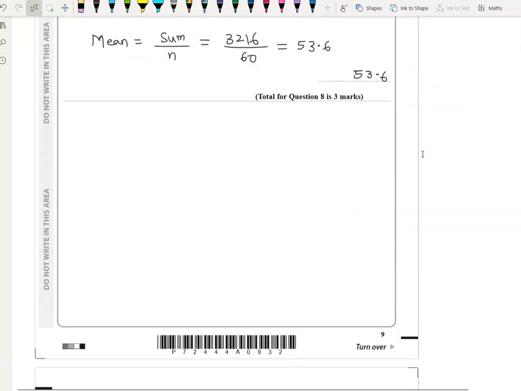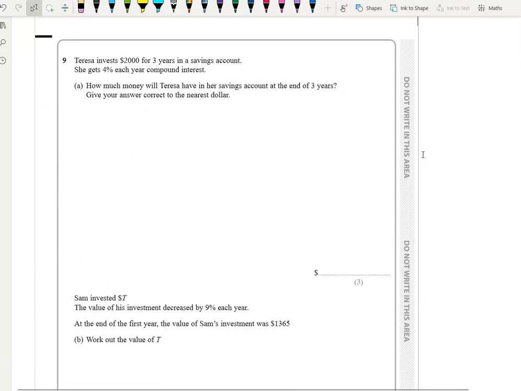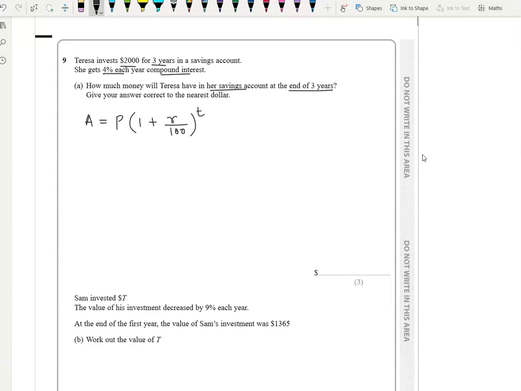Question 9. Teresa invests $2,000 for 3 years in a savings account. She gets 4% each year compound interest. How much money will Teresa have in her savings account at the end of 3 years? So we need to find the total amount. The amount formula is A equals P bracket 1 plus R upon 100 power T, or we can write power N, which is the number of years.